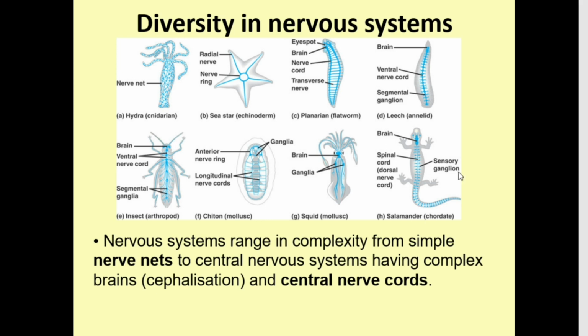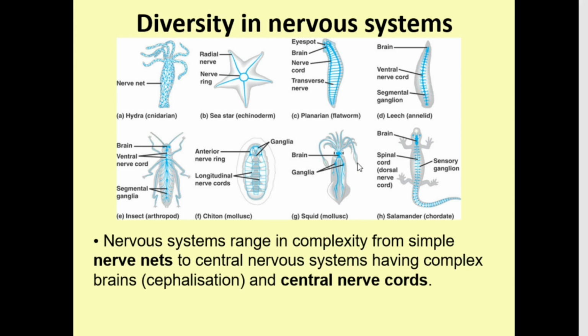And then over here we can see a vertebrate. This in particular is a salamander, and then we can see here that we've got a pretty large brain in comparison to most of these, apart from maybe the squid. And then we've got ganglia again, and we've got a spinal cord. So this is a dorsal nerve cord now, so it's running along the back, which is unlike what we saw in the arthropod over here. This is much more like what you would expect to see within us, so it's quite a complex system.